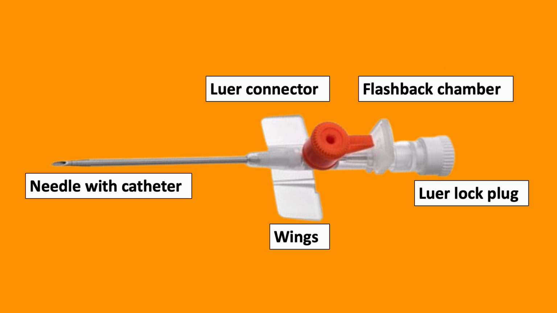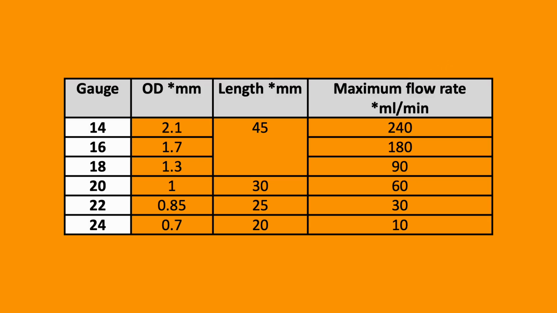Different manufacturers use different colour schemes, so it's important to know the different size gauges and their corresponding flow rates. The calibre size of the cannula is expressed as gauge. As shown in the table, there's 14 to 24 gauge, and these are the most commonly used cannulas.